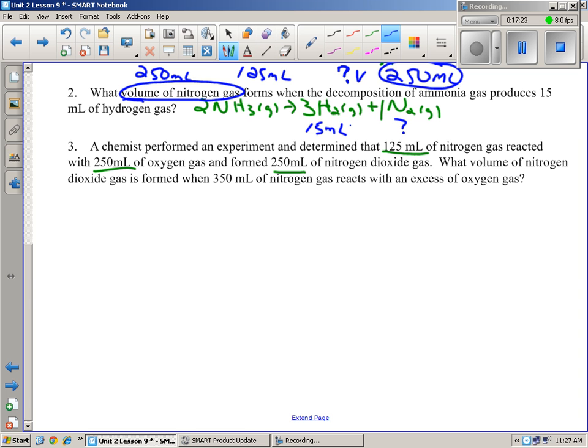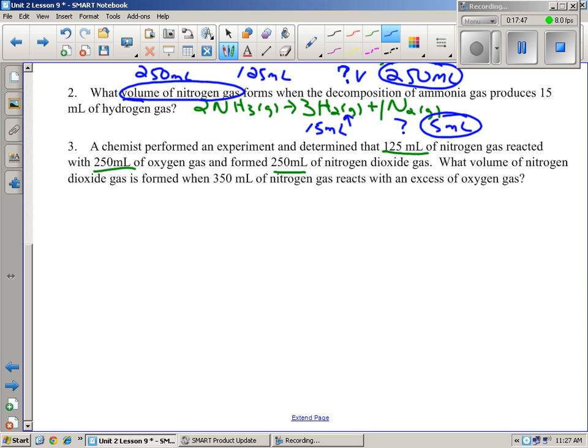So 15 of hydrogen there, okay? What should I get for nitrogen there? 3 to 1, so 5, yeah? 5 should be your answer for this one, 5 milliliters, okay? So hydrogen gas, 3 to 1 ratio, 15 to 5, yes? Okay, 3 to 1.